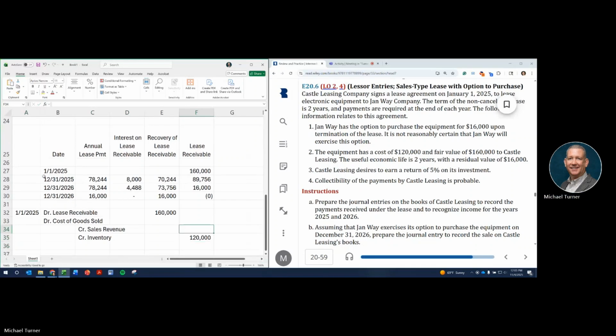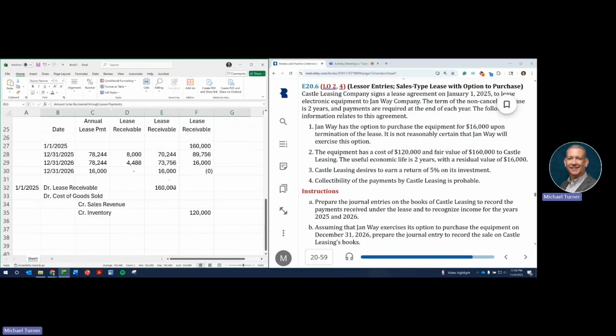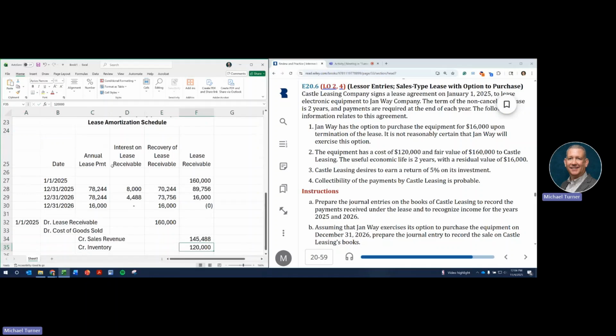Our sales revenue, we did calculate that up above. We're not going to take the revenue on the 16,000. We're going to look at the total amount that we expect to collect because of the lease. So the fair value of the asset was 160, then there's the 16,000, the present value of that related to the residual value. We're going to ignore that to find sales revenue. And our sales revenue is going to be the amount that we're going to actually collect because of the lease, and that's $145,488.